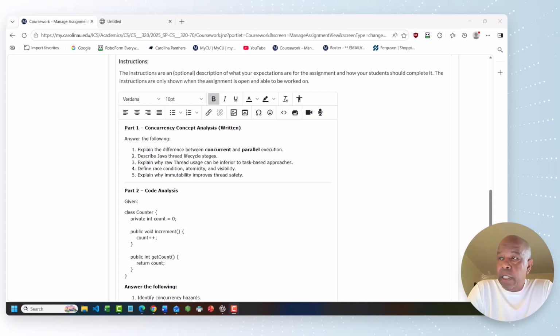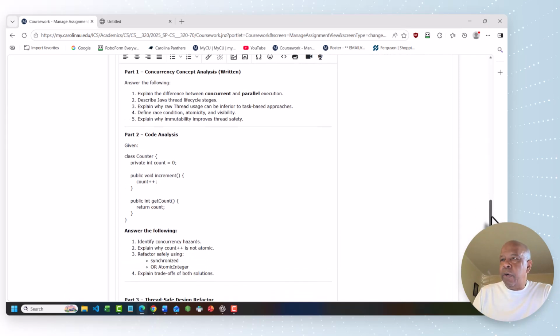Define what a race condition is, atomicity and visibility. Explain why immutability improves thread safety. Basically, not being able to change things.